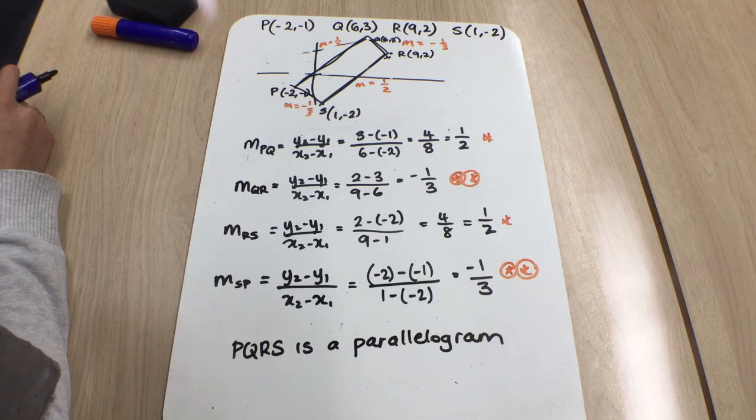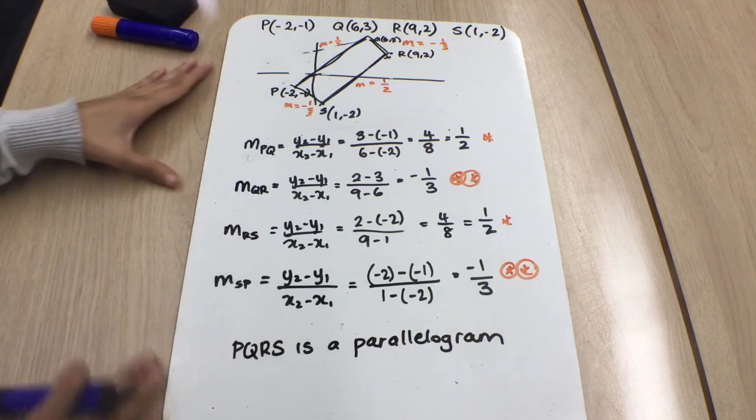Alright, so once we've done this part, depending on the question, they'd like you to work out the area of this quadrilateral, okay? But luckily in this question, they're going to tell you that the next part of the question is basically, I'll just shift this over here.